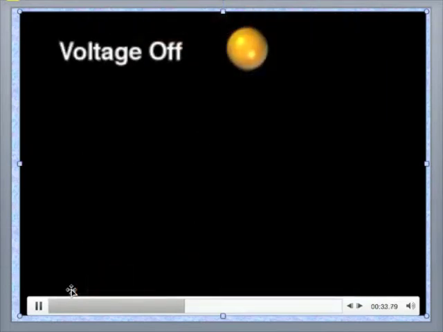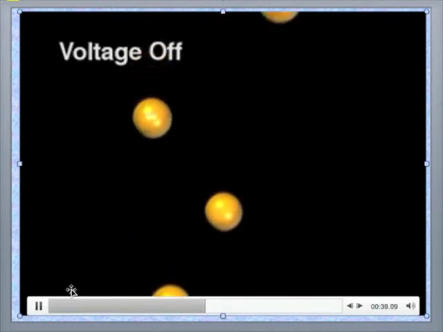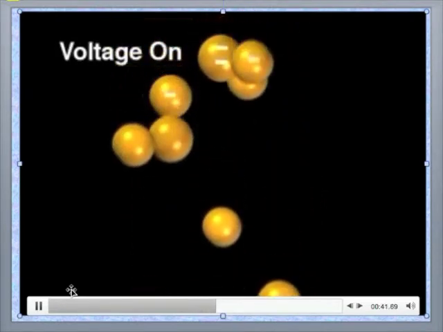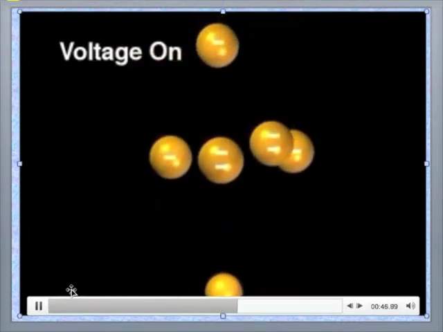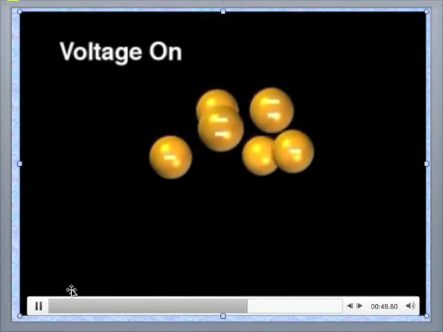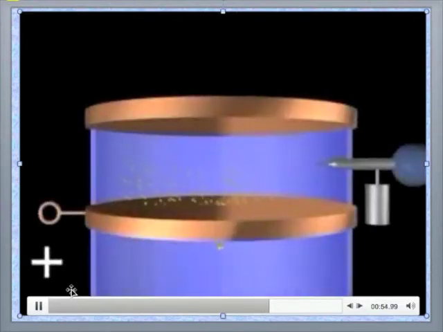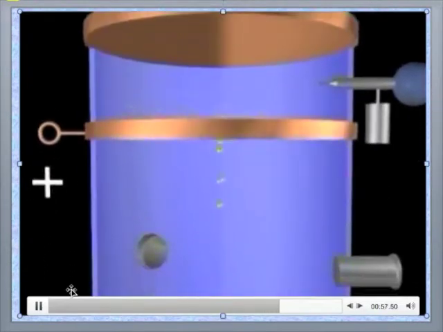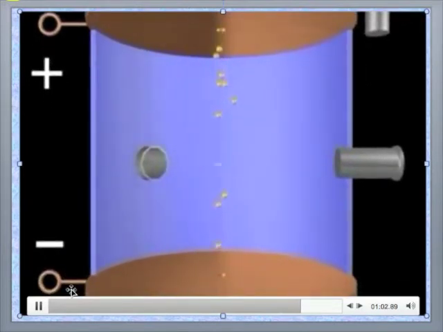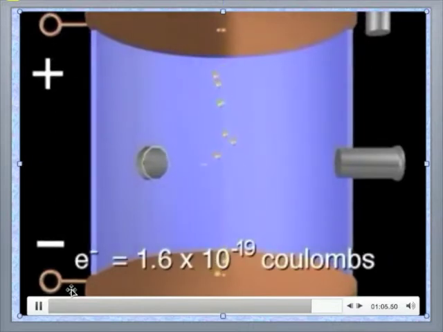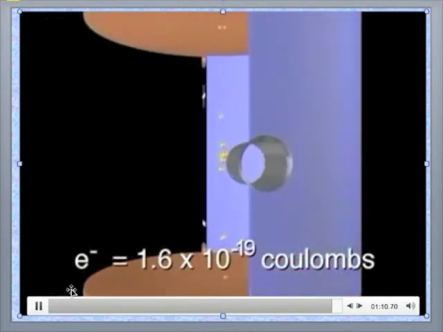When there is no voltage applied, the fall of the droplets is determined by their mass and the viscosity of air through which they fall. When a voltage is applied, the droplets that have a negative charge will fall more slowly, stop falling, or even rise, depending on the number of charges on them. By adjusting the applied voltage and observing the droplets both with voltage off and voltage on, Millikan was able to determine that the charges on the droplets were all multiples of a smallest value, 1.6 times 10 to the minus 19th coulombs. He took this to be the charge on a single electron.